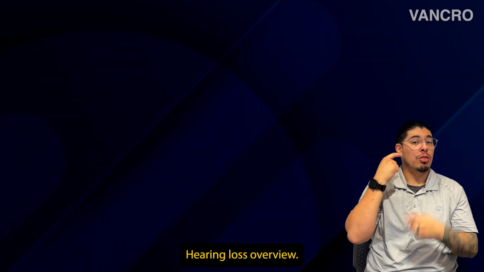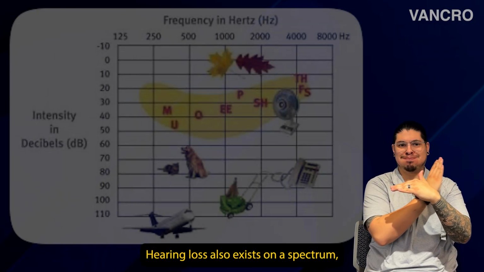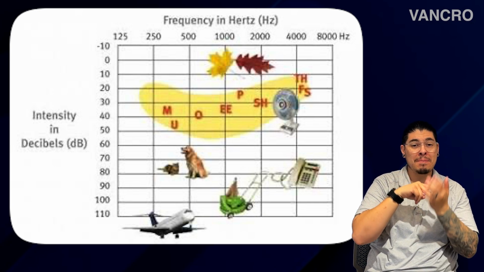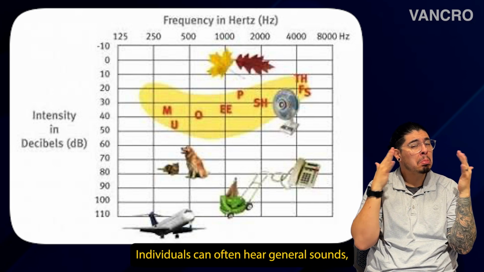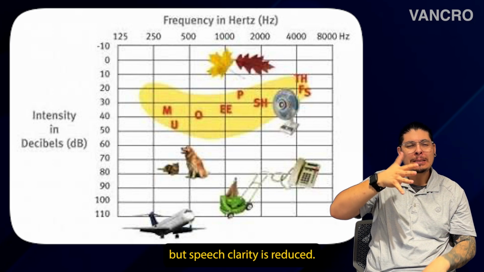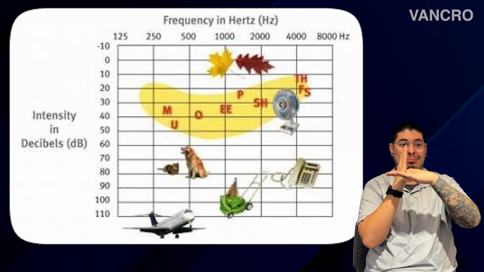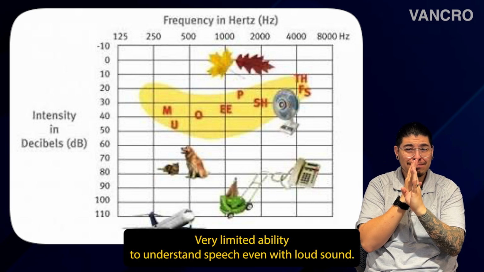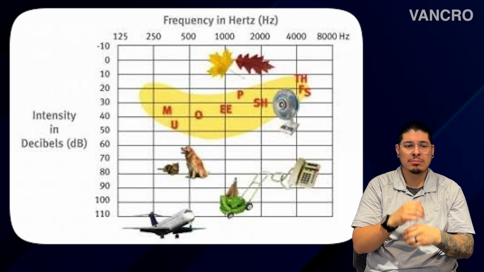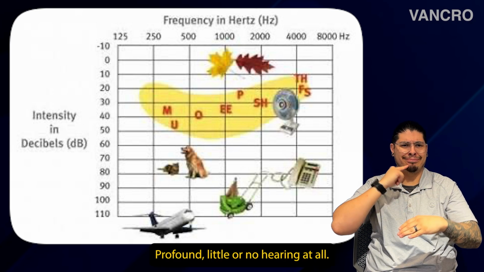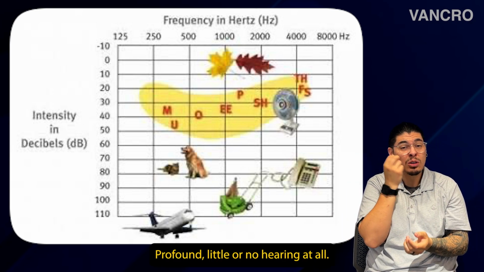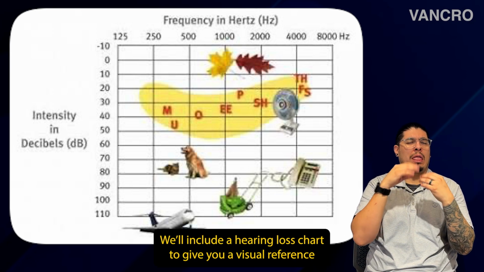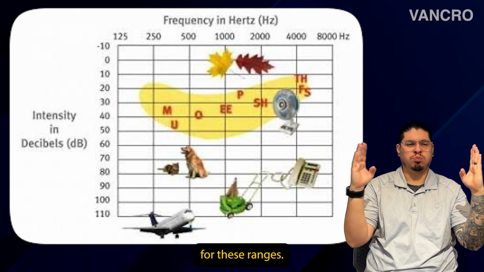Hearing loss overview. Hearing loss also exists on a spectrum. Mild to moderate: individuals can often hear general sounds, but speech clarity is reduced. Severe: very limited ability to understand speech, even with loud sound. Profound: little or no hearing at all. This is typically considered deaf. We'll include a hearing loss chart to give you a visual reference for these ranges.